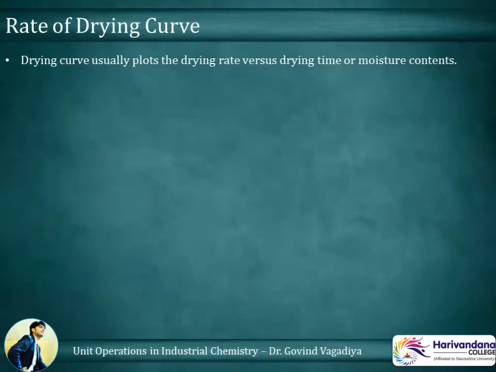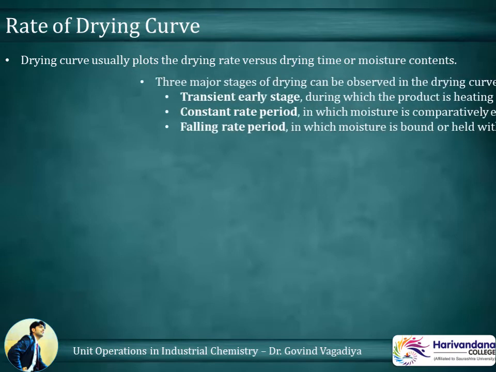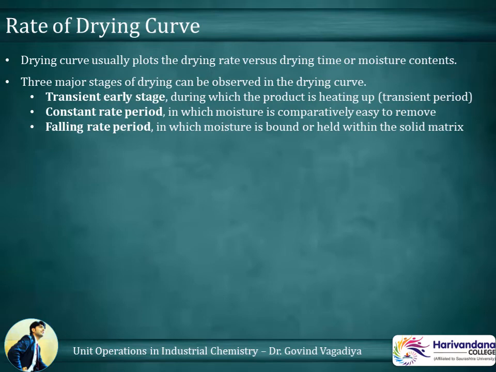Rate of drying curve. 1. Drying curve usually plots the drying rate versus drying time, or moisture content. 2. Three major stages of drying can be observed in the drying curve. That is, first stage, the transient early stage, during which the product is heating up, the transient period.